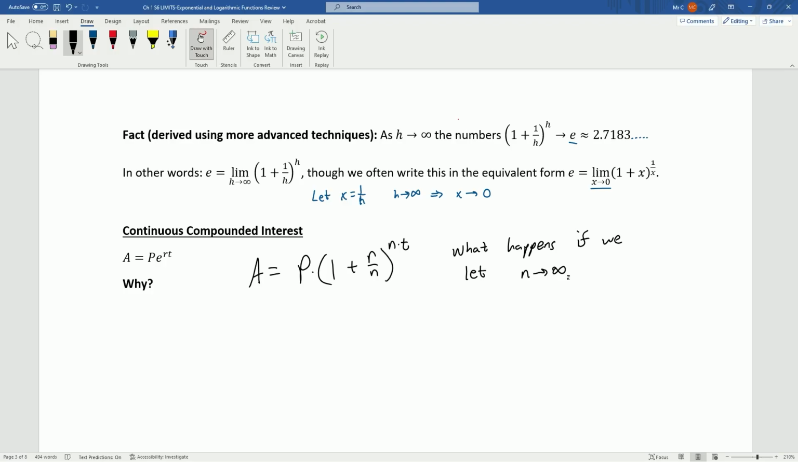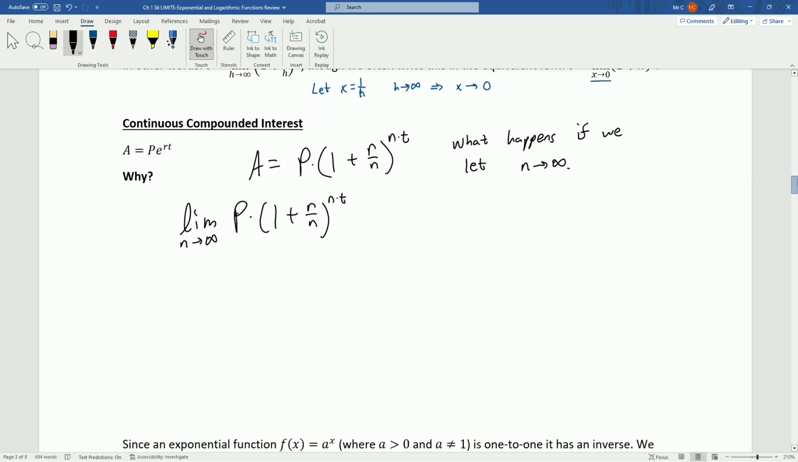So, of course, if a bank is giving you a loan, they want the interest that they earn to grow as quickly as possible. So they might ask, well, what happens if we just let the number of times we collect interest get bigger and bigger and approach infinity? So what we're going to do is examine the result of that limit as n goes to infinity of P times (1 + r/n) to the n times t.